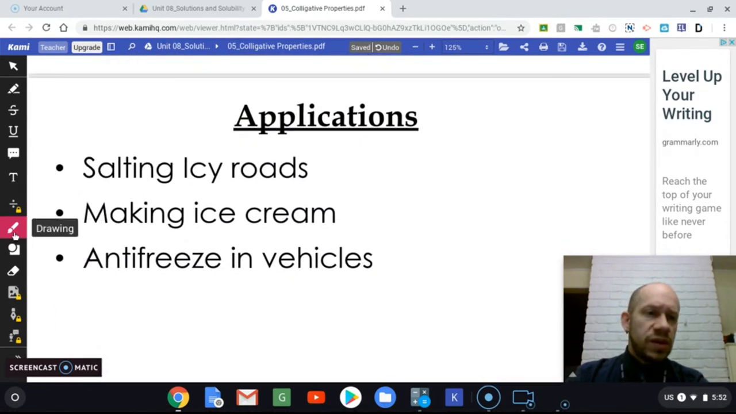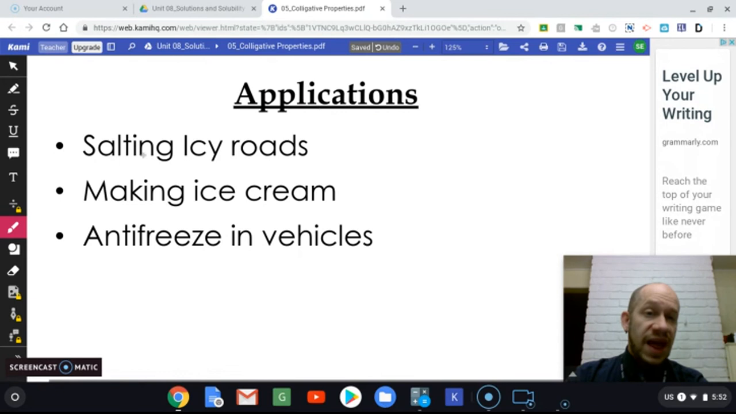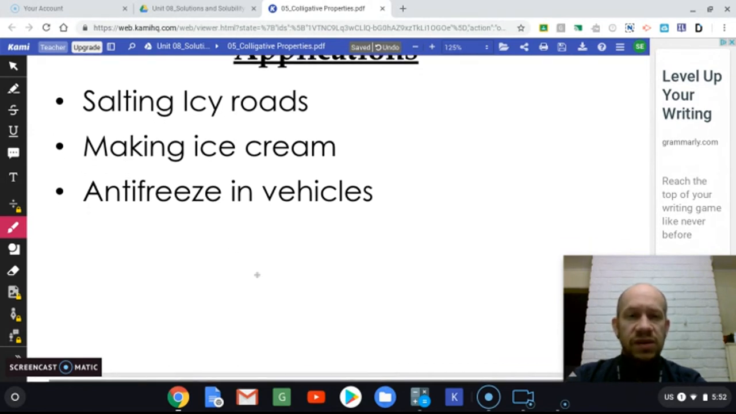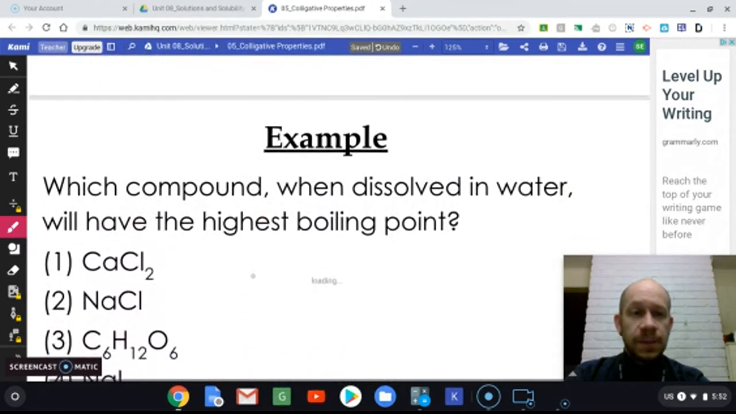So the reason we do this is we salt the icy roads. We're actually going to use this property at the end of the year to make some ice cream. And the antifreeze in vehicles can help keep them from freezing.